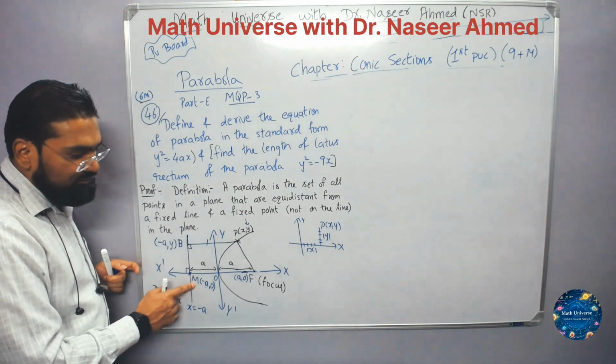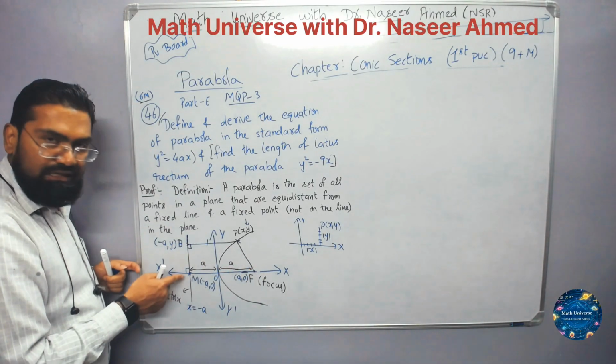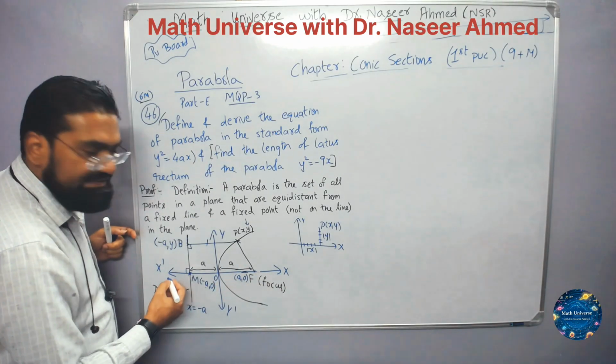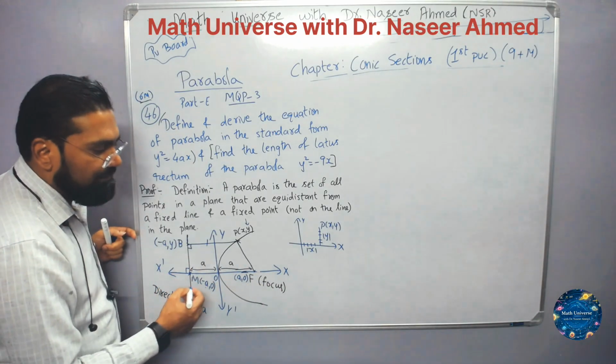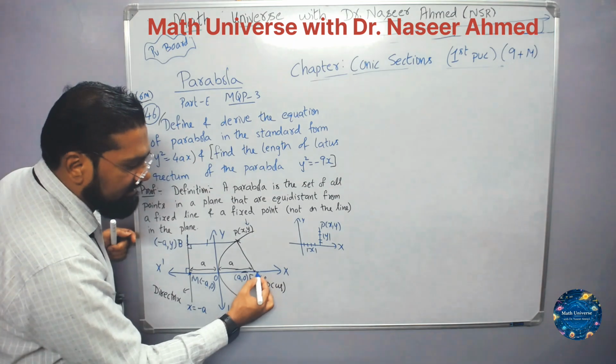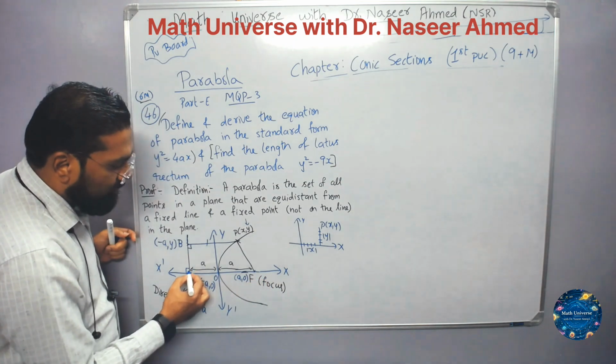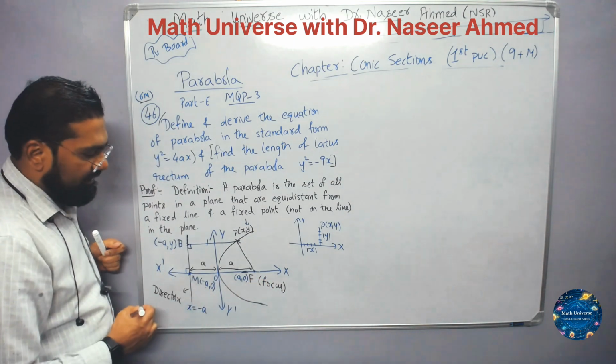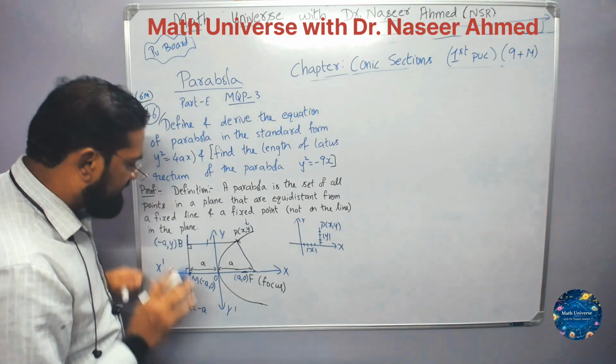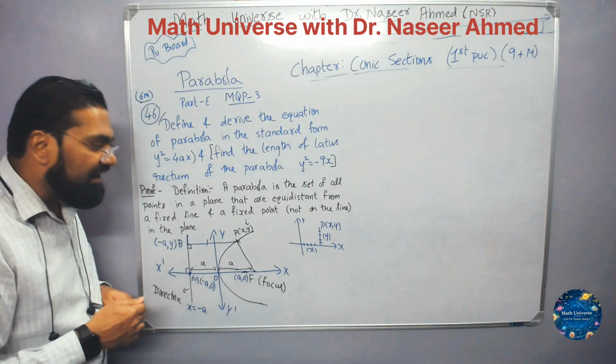Then I can say M to be the foot of the axis of the parabola. See, our x-axis is acting as the axis of the parabola because it is passing through the focus and is also perpendicular to the directrix. Okay, fine. So having all this information, let us try to derive.